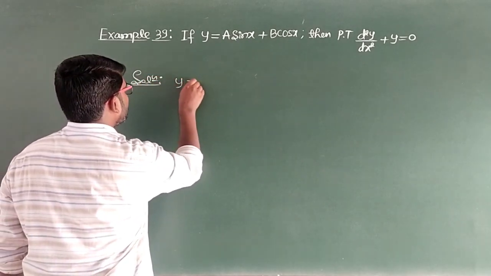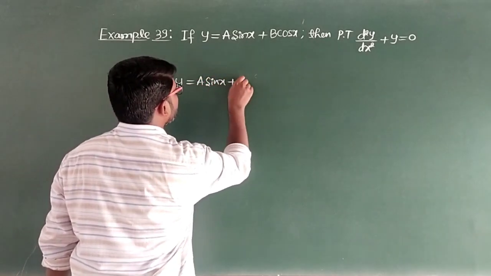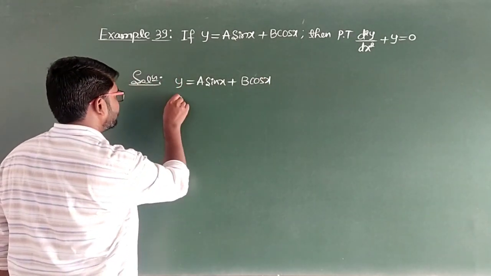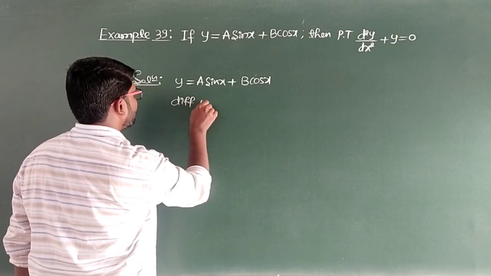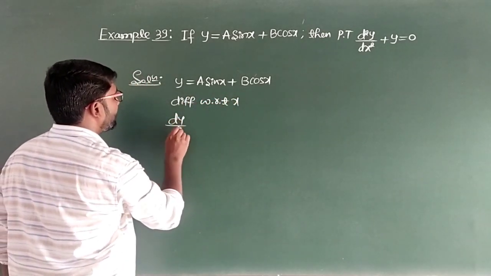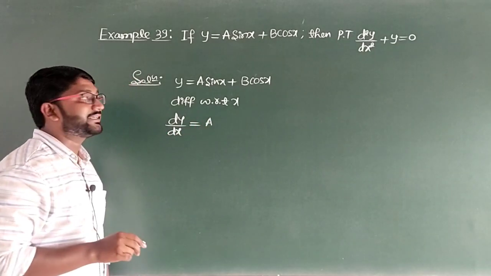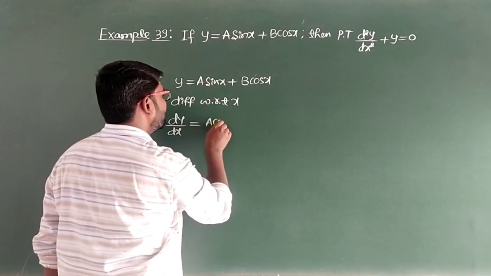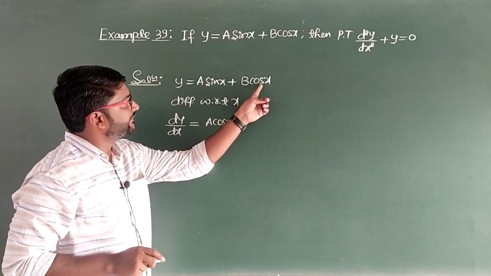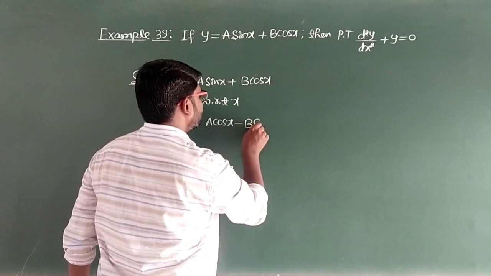So y equals a sin x plus b cos x. Now differentiate with respect to x. Both the sides we will have to differentiate with respect to x. So what do we get? dy by dx, which is equals to, a is a constant, I will be writing it as it is. A derivative of sin x will be cos x. Then now b is a constant, write it as it is. Then derivative of cos x will be minus sin x. Overall we get minus b sin x.